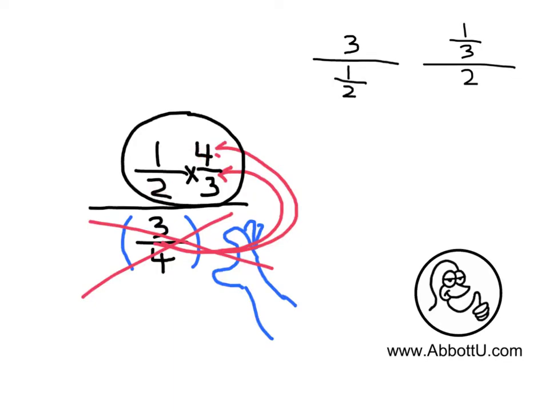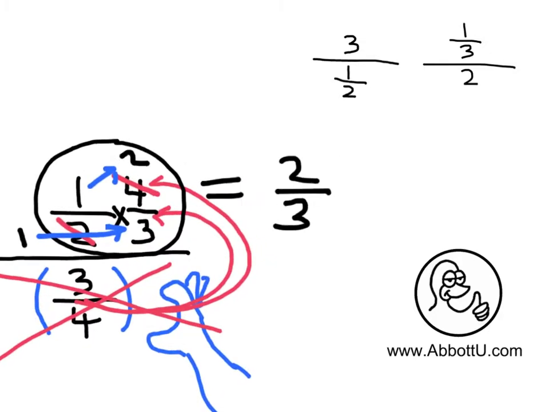So we go ahead and do that: 2 divided by 2 is 1, and 4 divided by 2 is 2. Instead of multiplying this 1 times the 4, I'm multiplying this 1 times the 2, and instead of multiplying a 2 times the 3, I'm multiplying this 1 times the 3. So 1 times 2 gives me a 2 in the numerator, and 1 times 3 gives me a 3 in the denominator.